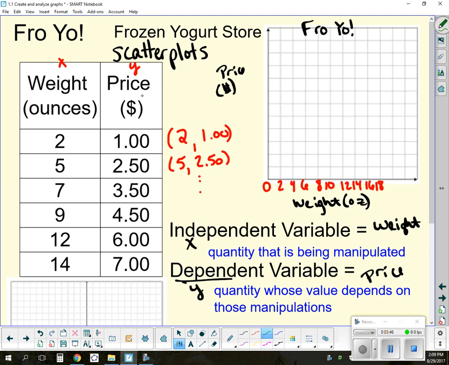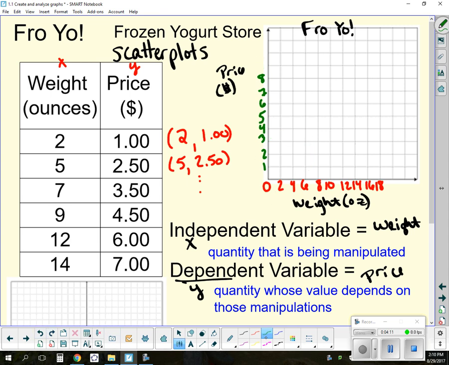For your y-axis, dealing with price, you're going anywhere from 1 to 7. And so I can just count by ones on this one. If I were only counting maybe 1 to 4, I'd probably want to go by 50 cents, by 0.5, to spread the graph out. You don't want to have the graph just be in like a tiny little corner. You want to use as much of the graph as you can.